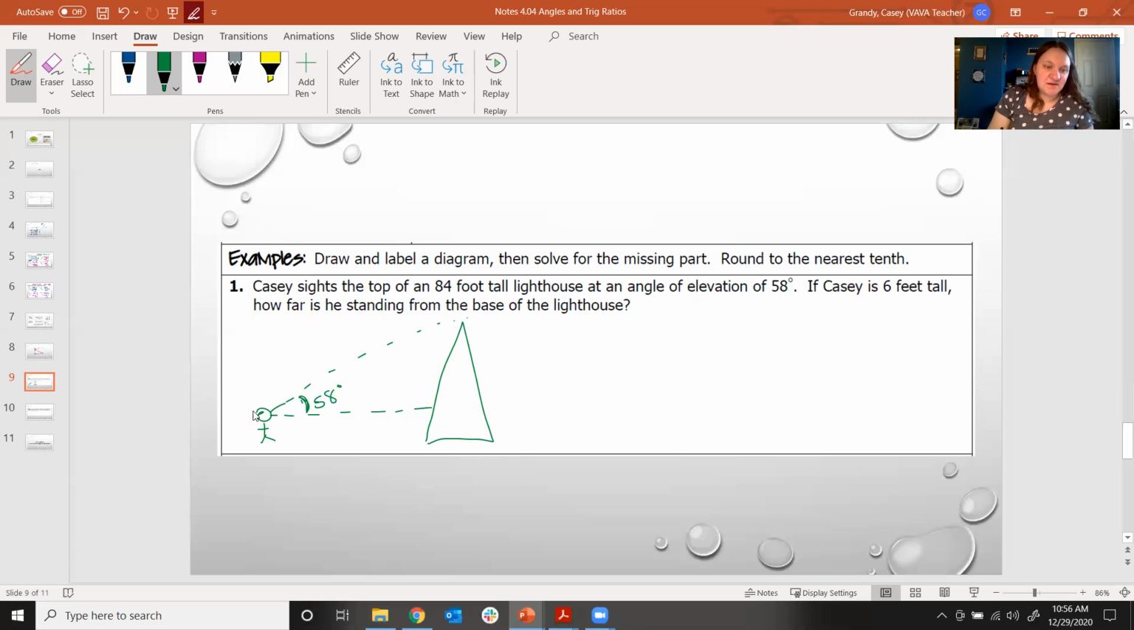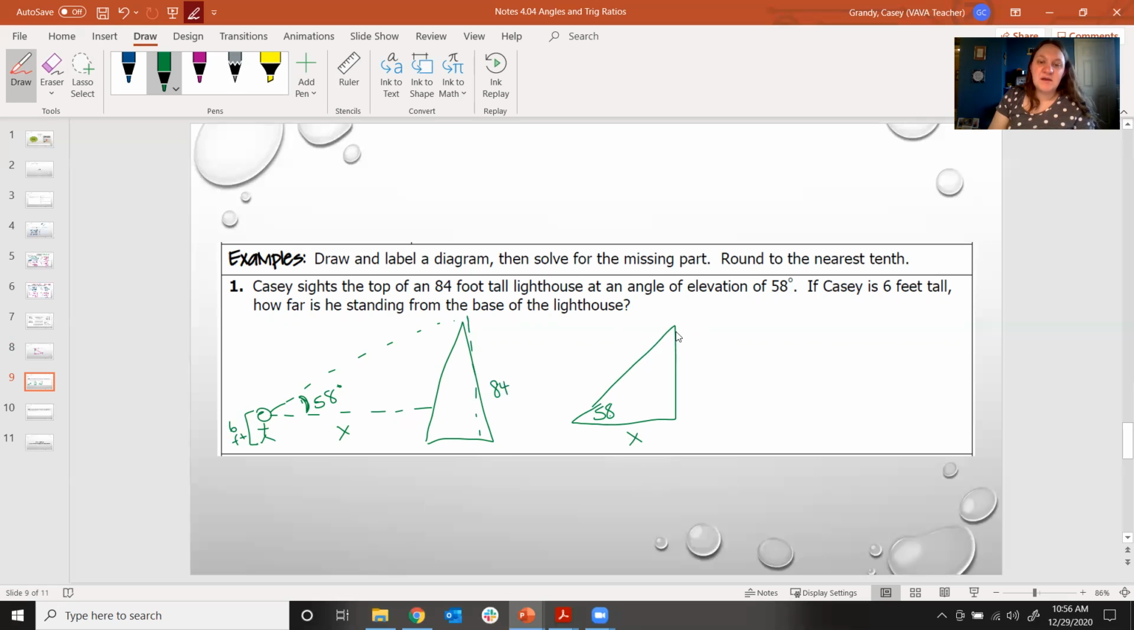If Casey is 6 feet tall, how far is he standing from the base of the lighthouse? So the distance between him and the base of the lighthouse is here. Okay, so we have a right triangle. I guess I should have made my lighthouse maybe have a straight side. That's okay. So we have a right triangle here. This is 58 degrees. I don't know this length. And I'm missing, 84-foot tall lighthouse.